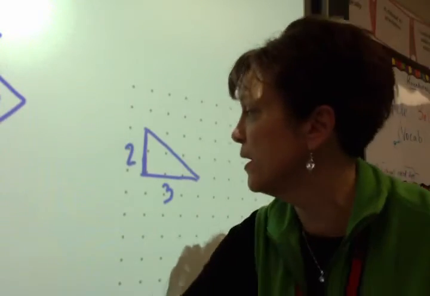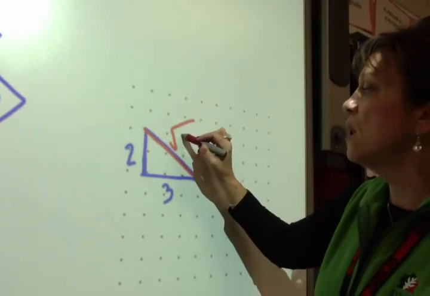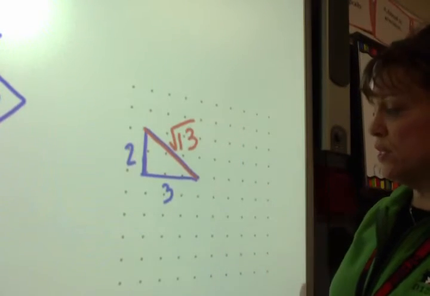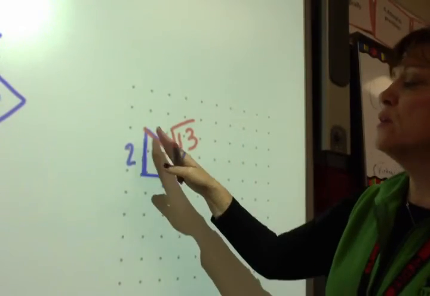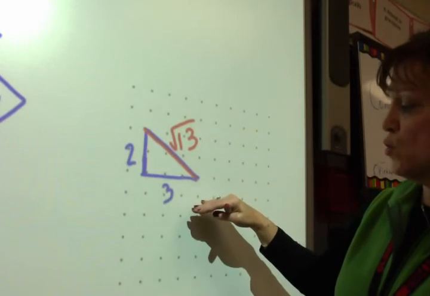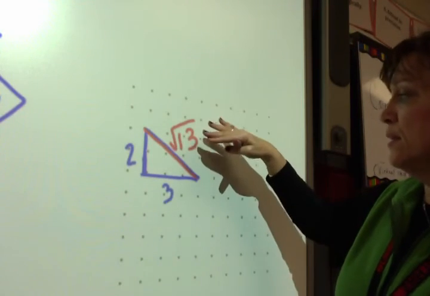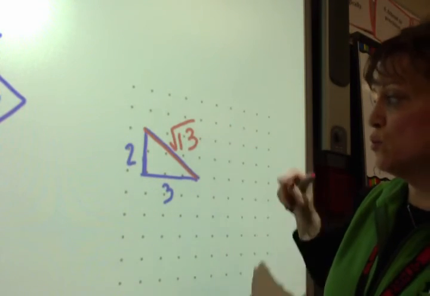Let's use a different pen. Our hypotenuse has to be a length of square root of 13, because, again, we proved it. The square of 2, which is 4, and the square of 3, which is 9, give us the square of the hypotenuse, which is 13.